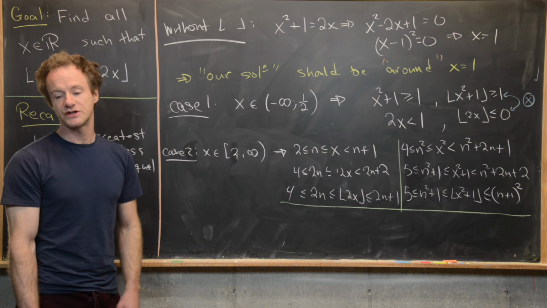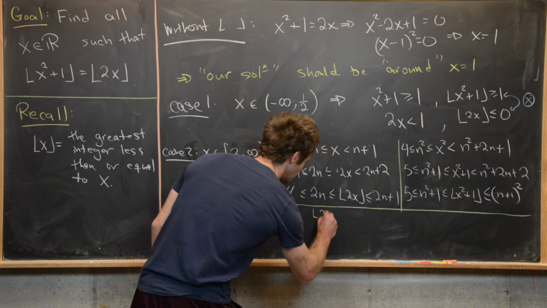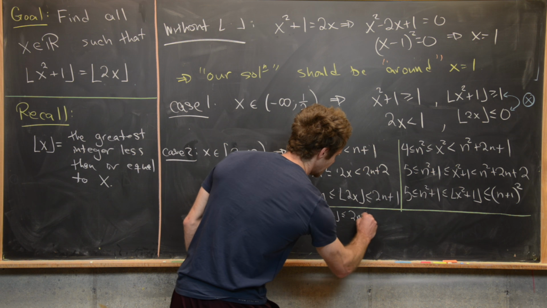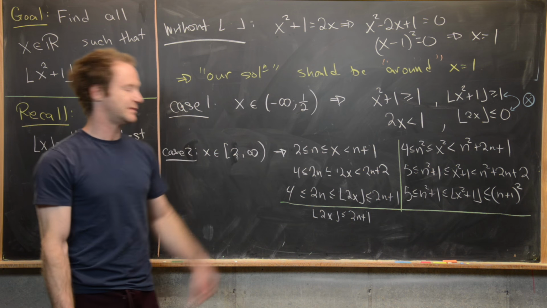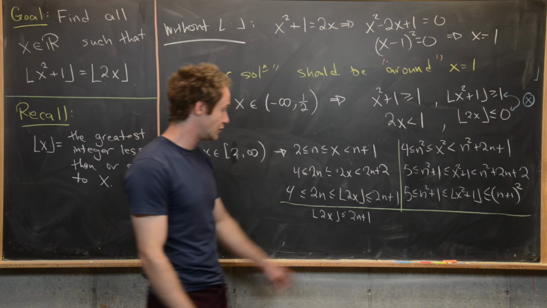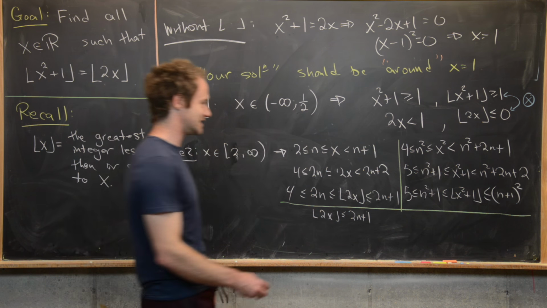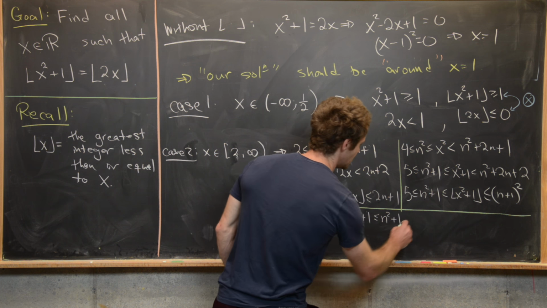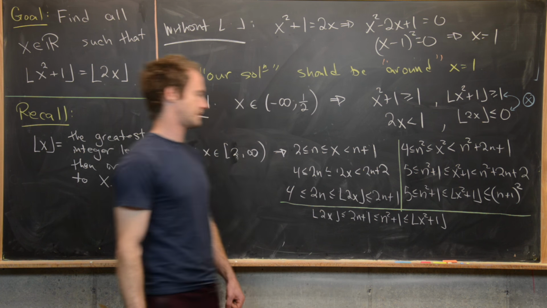So now we're gonna put these two inequalities together, and that's gonna give us something pretty helpful. So we'll have the floor of 2x over here. That's gonna be less than or equal to 2n plus 1. But notice, if n is bigger than or equal to 2, we know that 2 times n is going to be less than or equal to n squared, so we can put a less than or equal to n squared plus 1, which is less than or equal to the floor of x squared plus 1.